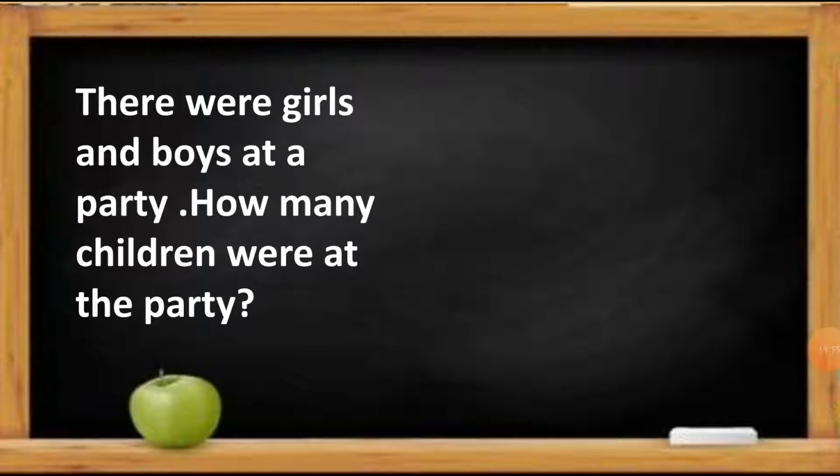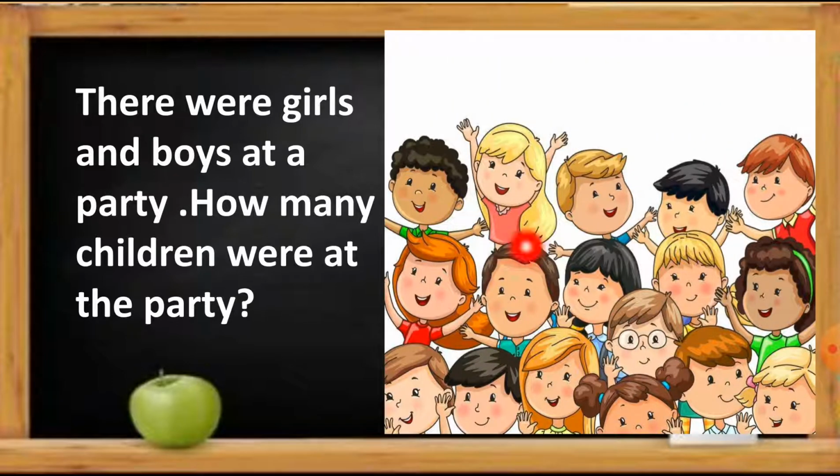Students, here is one more example for you. First of all, read the question. There were girls and boys at a party. How many children were at the party? Do you want to see the party? See this, here are the girls and boys at the party. So what is the question? How many children? Children means both girls and boys. So how many children were at the party?